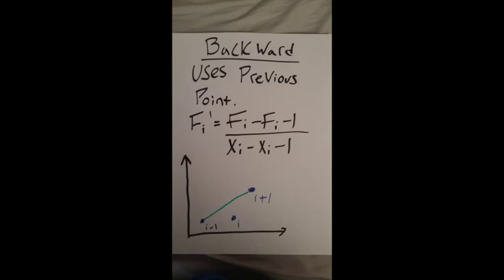The second method is backwards. Backwards uses the previous point for differentiation. It uses the equation f of i prime is equal to f of i minus f of i minus 1, all over x of i minus x of i minus 1.